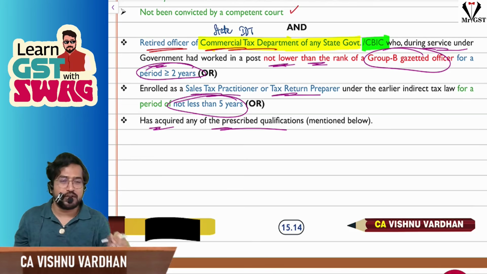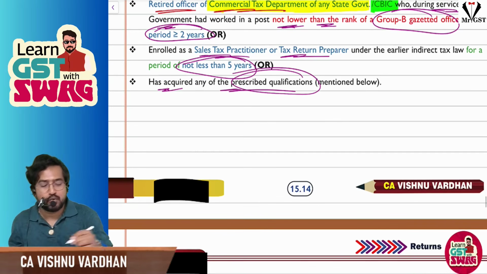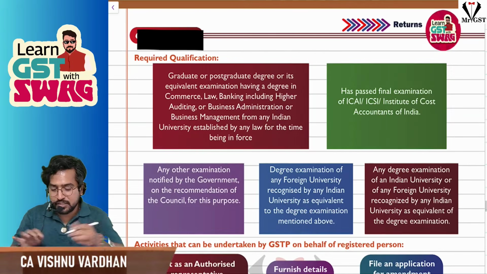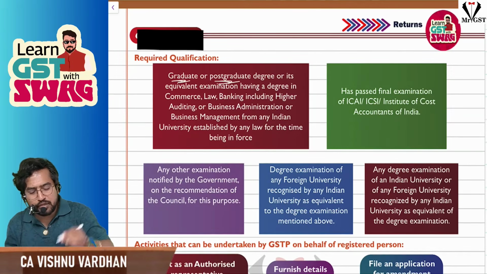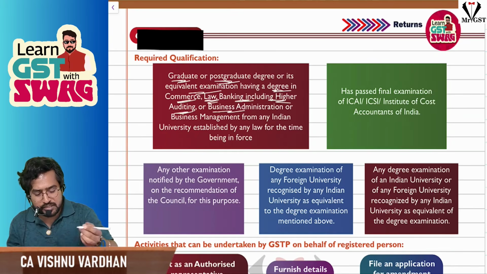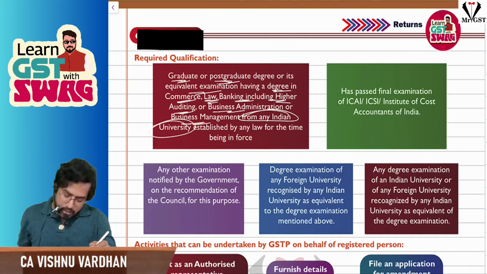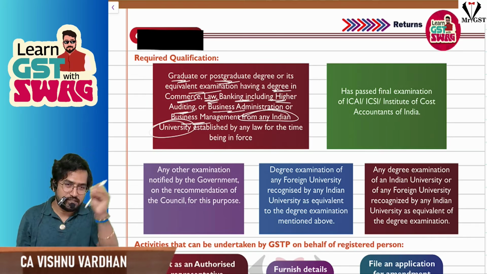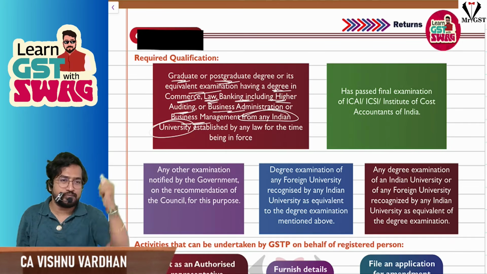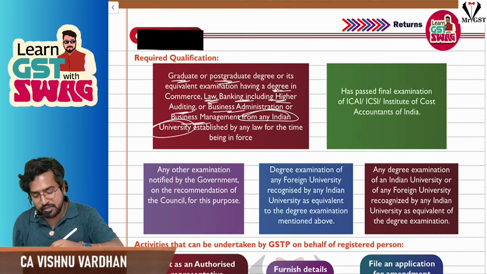Then for you this point, you should have at least some prescribed qualification. So what are those prescribed qualifications? Sir, you should be a graduate or a postgraduate from any examination which is equivalent to a degree in commerce, law, banking, including higher auditing, business administration, or business management from any Indian university, UG or PG under an Indian university. But the degree should not be BSc chemistry. It should be in commerce, BCom.